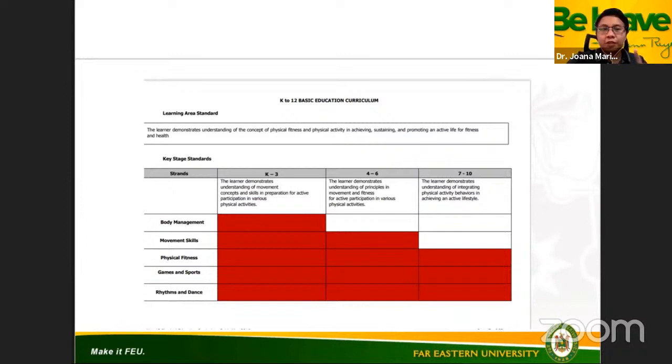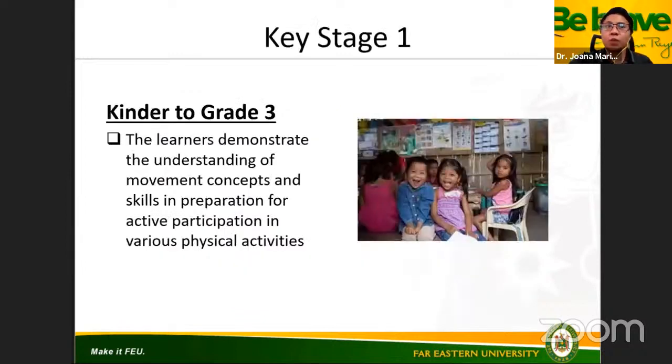We have the first key stage, key stage 1. The learners demonstrate the understanding of movement concepts and skills and preparation for active participation in various physical activities. That is key stage 1, for kinder to grade 3. We built standards for what children need to achieve in physical education from kinder to grade 3.